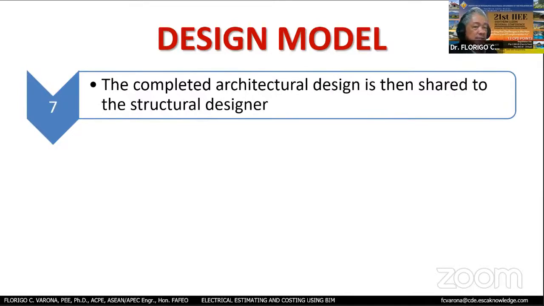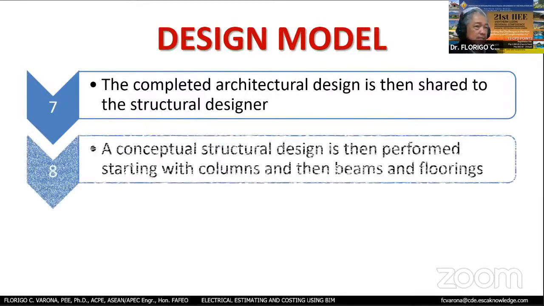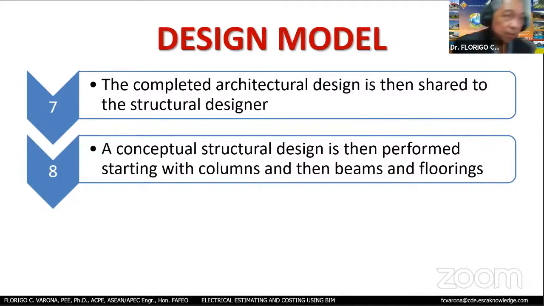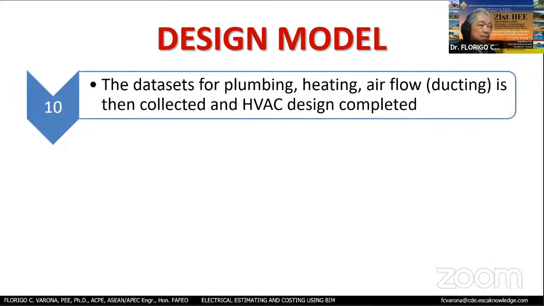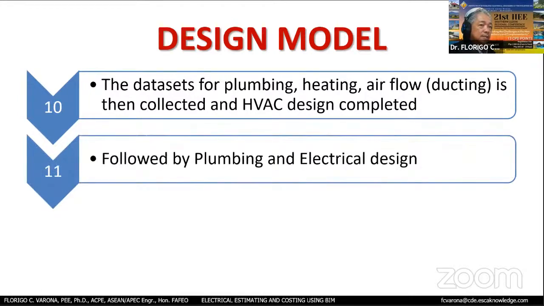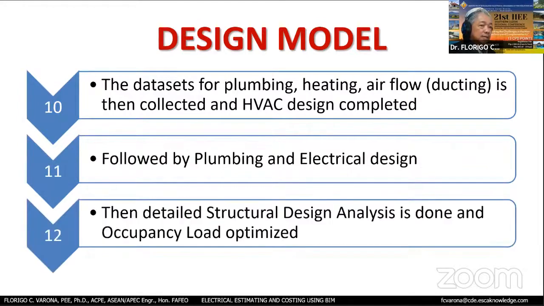Then the completed architectural design is shared to the structural designer. A conceptual structural design is then performed starting with columns and then beams and floorings, and then initial structural analysis is done: beams and columns, footings and pilings, foundation walls. The data sets for plumbing, heating, airflow, or the ducting are then collected and the HVAC design completed, followed by plumbing and electrical design. Then detailed structural design analysis is done and occupancy load optimized.